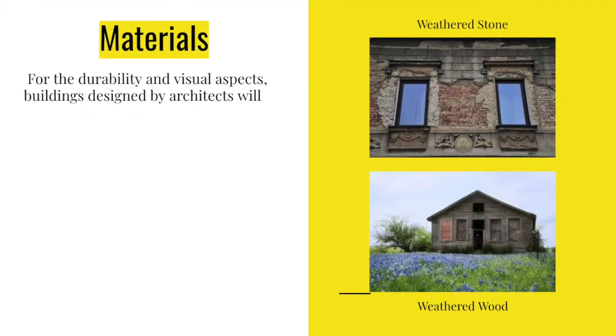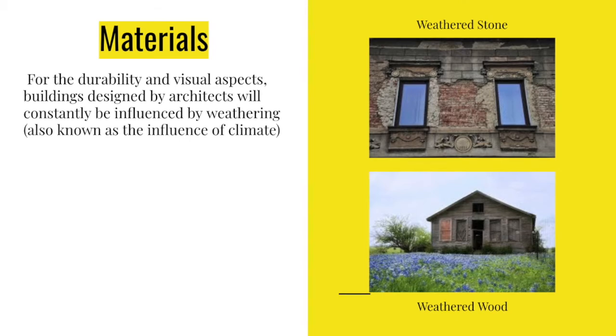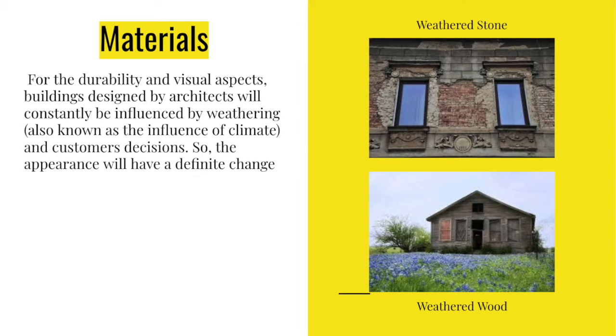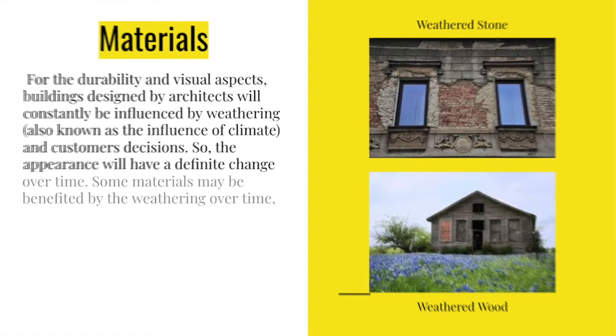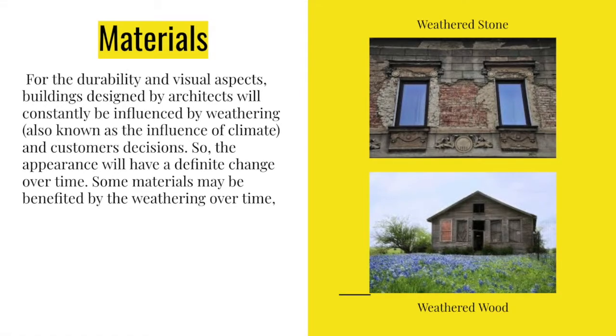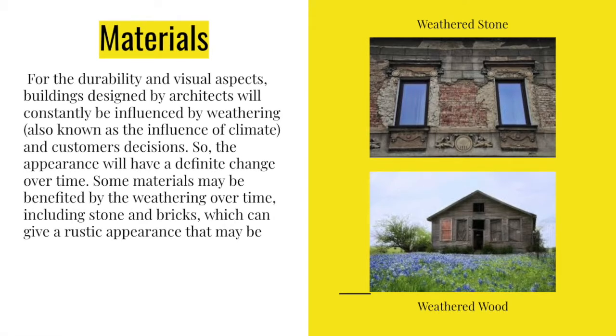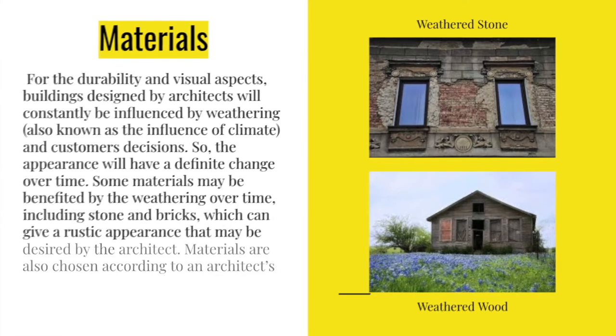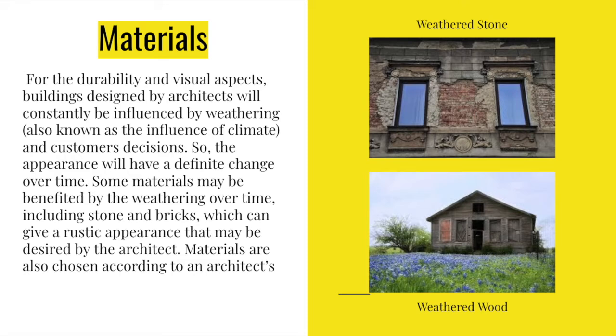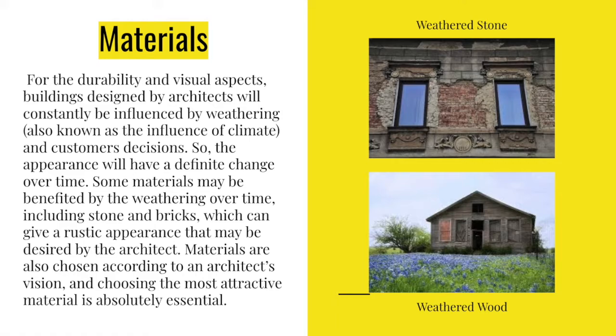For the durability and visual aspects, buildings designed by architects will constantly be influenced by weathering, also known as the influence of climate, and customers' decisions, so the appearance will have a definite change over time. Some materials may be benefited by weathering over time, including stone and bricks, which can give a rustic appearance that may be desired by the architect. Materials are also chosen according to an architect's vision, and choosing the most attractive material is absolutely essential.